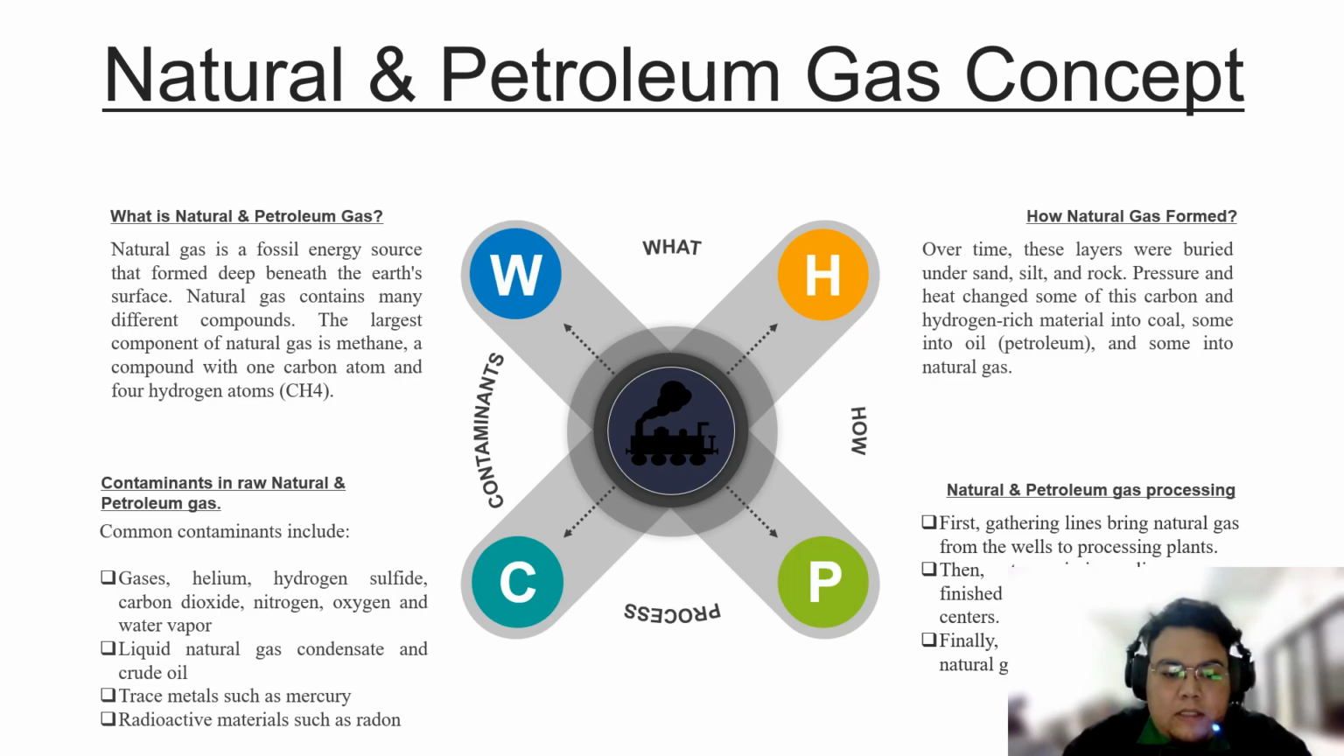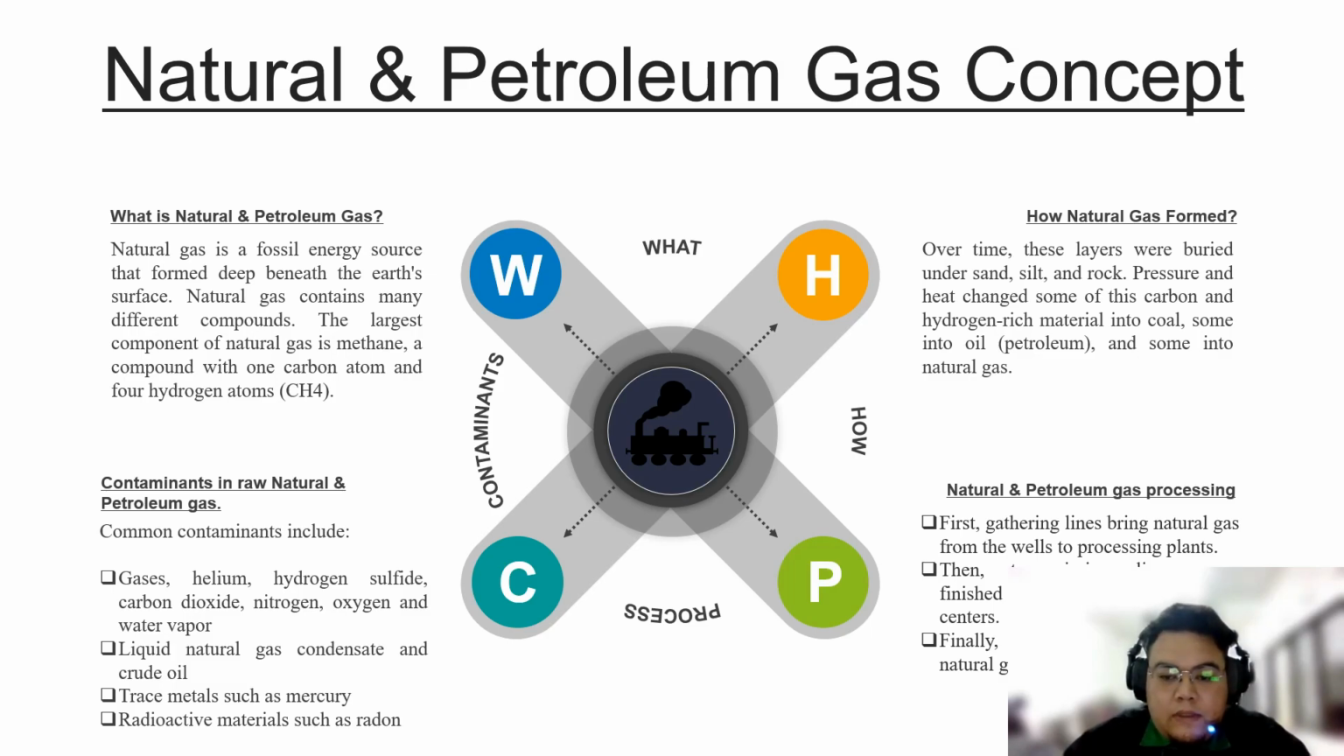Natural gas is a fossil energy source that forms beneath the Earth's surface. Natural gas contains many different compounds. The largest component of natural gas is methane, a compound with 1 carbon atom and 4 hydrogen atoms. So how does natural gas form?